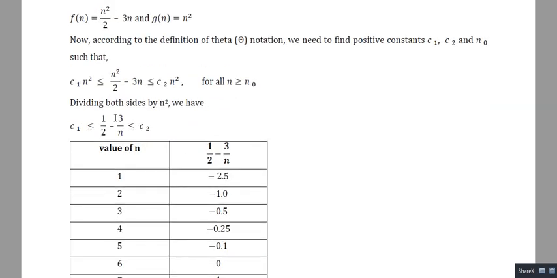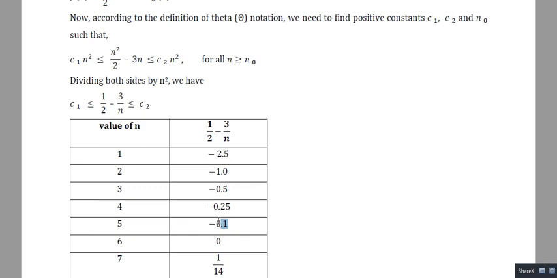So the main target here is to find the value of the positive constants C1, C2 and n0. Now we'll try to find the value of this 1 by 2 minus 3 by n for all suitable values of n. So just make two columns: the value of n, and the next column is the value of 1 by 2 minus 3 by n. For n equal to 1, this value will be 1 by 2 minus 3, so 0.5 minus 3, it is minus 2.5. Now for n equal to 2, it will be minus 1.0, and similarly for n equal to 3, 4, 5.